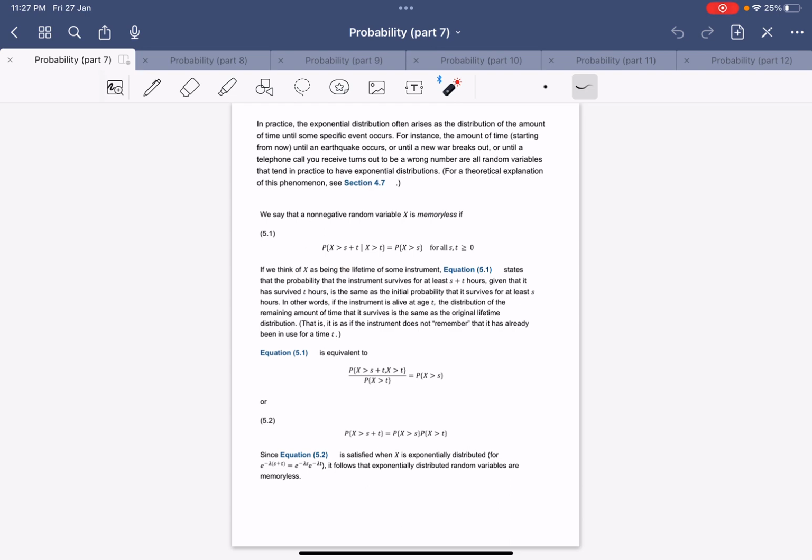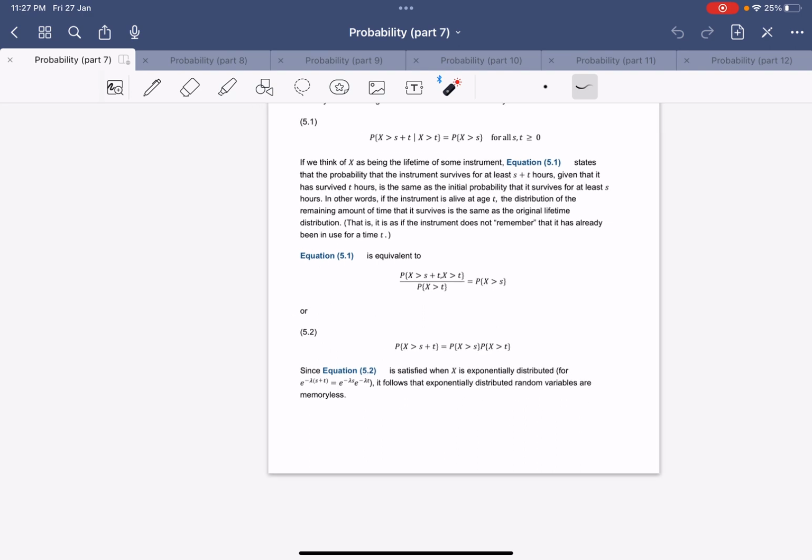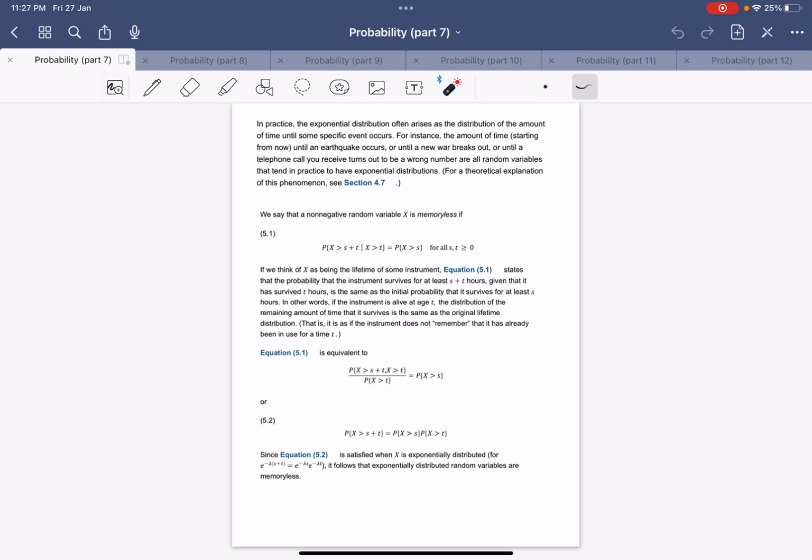And so it is just saying that the probability of x being larger than s plus t is the probability of x greater than t times the probability of x greater than s. And really, this memoryless property is very useful because it helps you simplify your calculations.